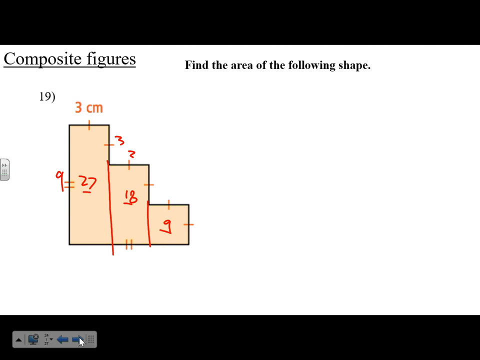So we have 27 plus 18 plus 9. And again, we're adding them because this is the area of the first part, area of the second part, area of the third part. So the area of the whole thing is adding those together. So that's 54. So again, if you want to rewind and look at all the other ways we did it, they're all going to give you 54.